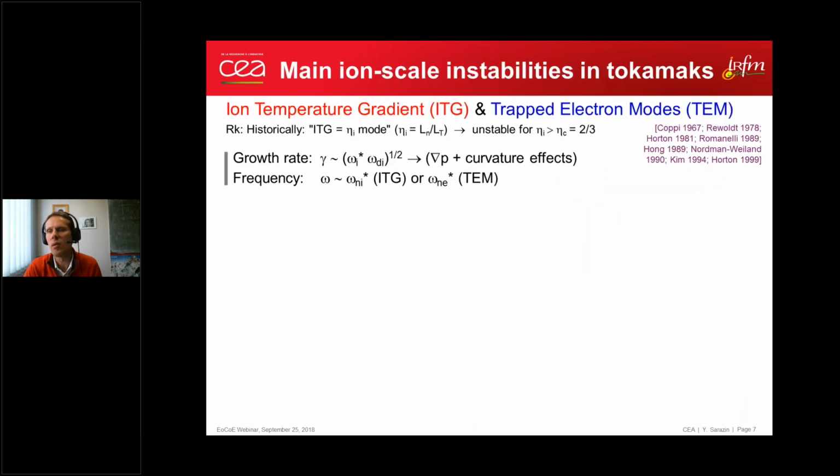So what are the main players in this turbulence? It comes from linear instabilities, and the main instabilities developing at the ion scale are the ion temperature gradient, so-called ITG, and trapped electron modes. Those are carried, as indicated by their name, either by the ions or by the electrons, but both of them share the same kind of features which I just talked about previously. They are at the ion scale and they are ballooned.